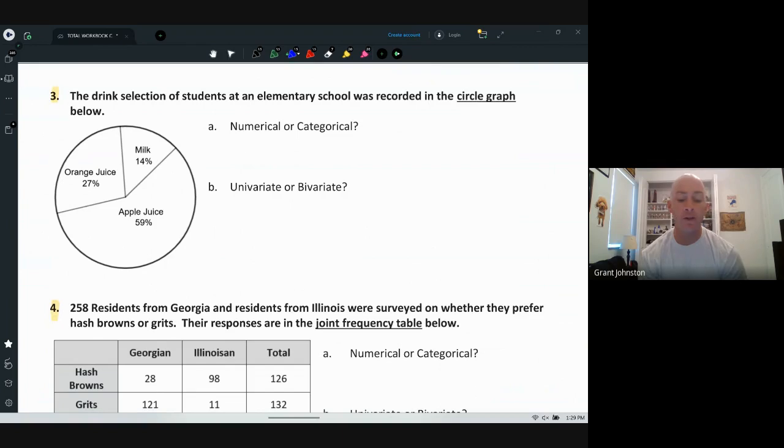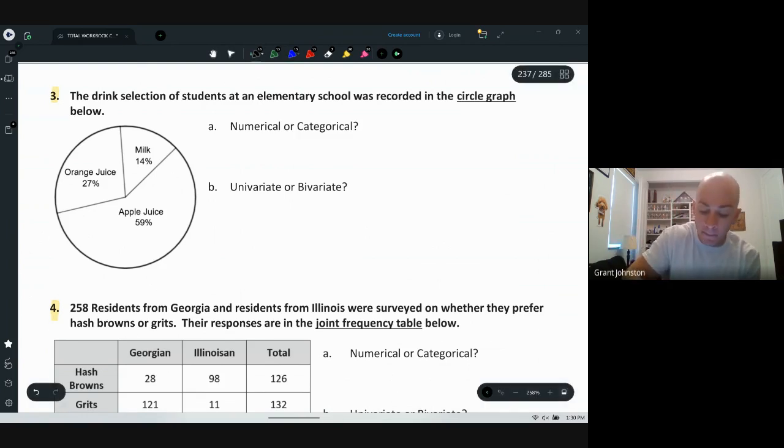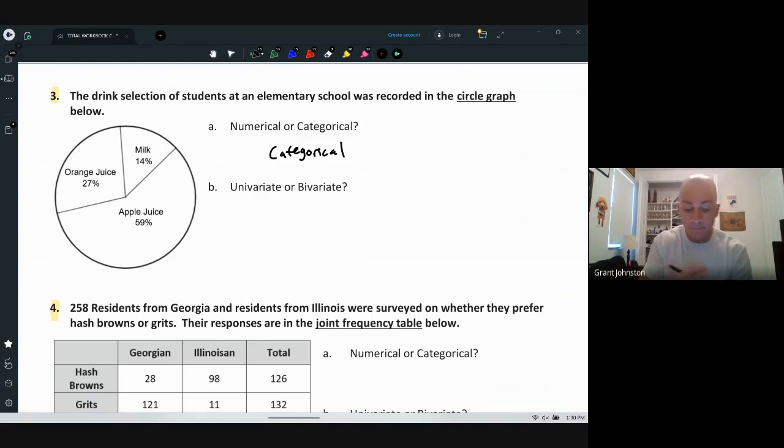Number 3 says the drink selection of students at an elementary school is recorded in the circle graph below. Is this numerical or categorical? Let's look at what we have here. We're looking at drink selection. So we have orange juice, milk, and apple juice. Those are different categories. So this is categorical. And that's the only variable. The only variable that we have is this drink selection, and it's by orange juice, milk, or apple juice. So this is univariate.